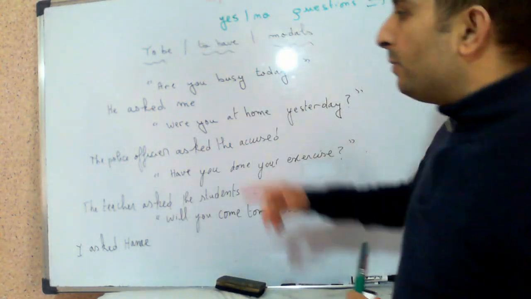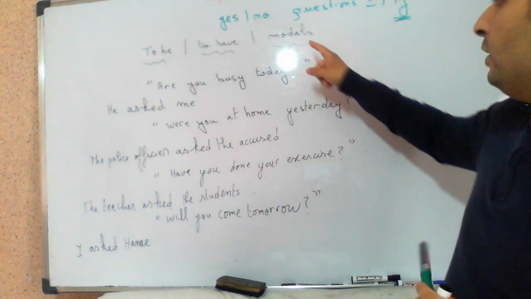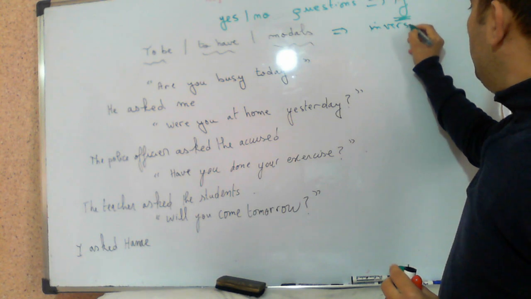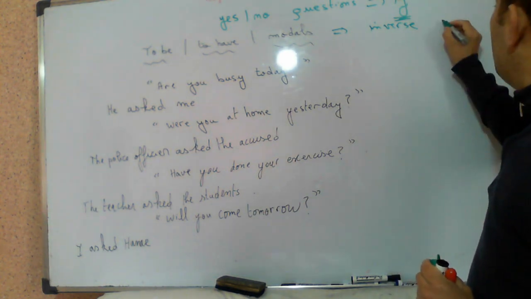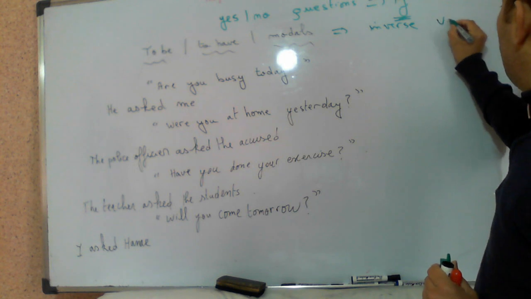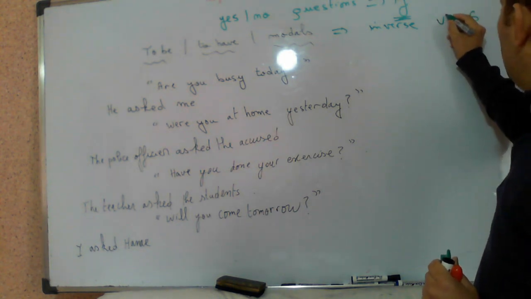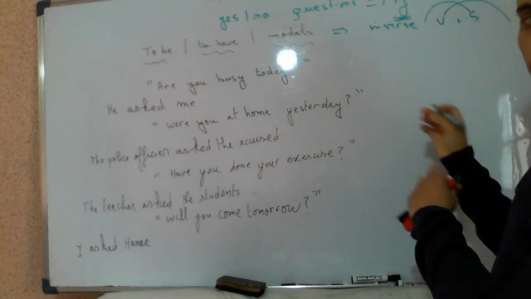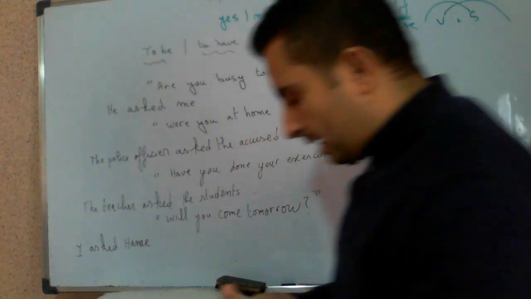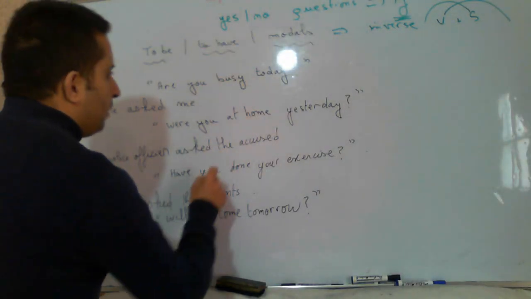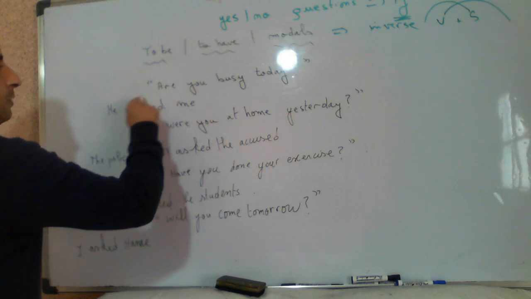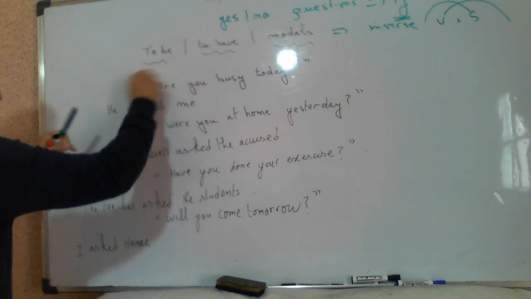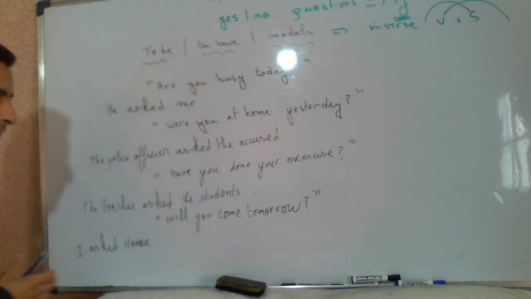So for yes or no questions, we have two cases. When we have the verb to be, to have and the modals, we do what? We inverse. What does inverse mean? We inverse subject and verb. For example, we have verb plus subject. So the verb comes second and the subject becomes first. We inverse. So we have an example: Are you busy today? This is the verb to be, and this is you, the subject. We inverse. You becomes first, are second.